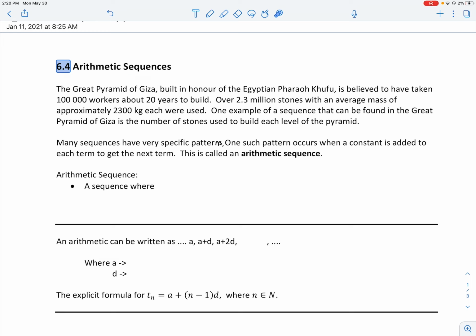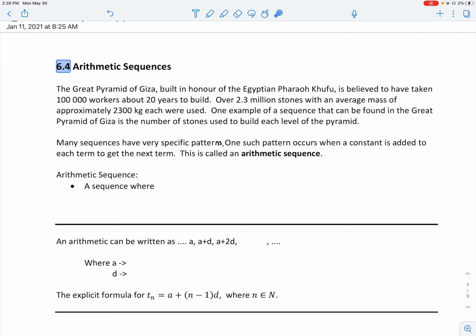The Great Pyramid of Giza, built in honor of the Egyptian pharaoh Khufu, is believed to have taken 100,000 workers about 20 years to build. Over 2.3 million stones with an average mass of approximately 2,300 kilograms each were used. One example of a sequence that can be found in the Great Pyramid of Giza is the number of stones used to build each level of the pyramid.